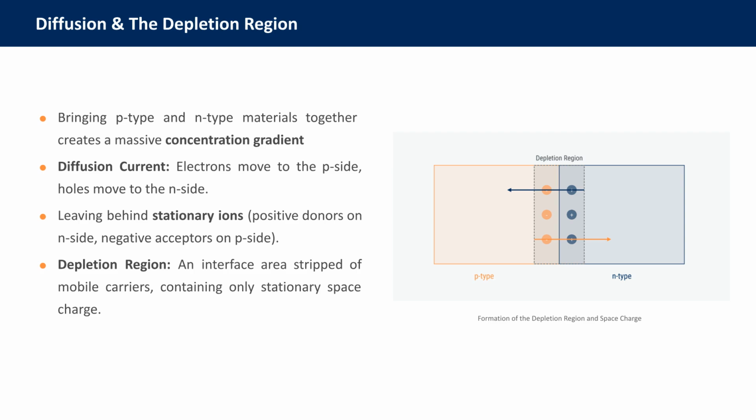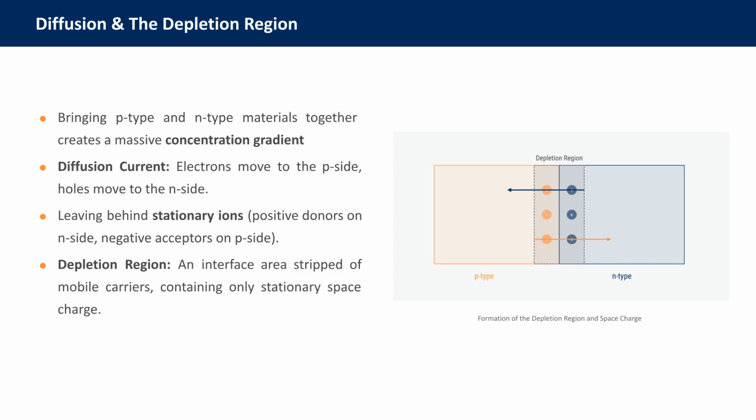Now for the crucial step. What happens when we bring a p-type material and an n-type material into intimate physical contact? At the exact moment the junction is formed, we have a massive concentration gradient. On the n side, we have an ocean of electrons. On the p side, there are almost none.